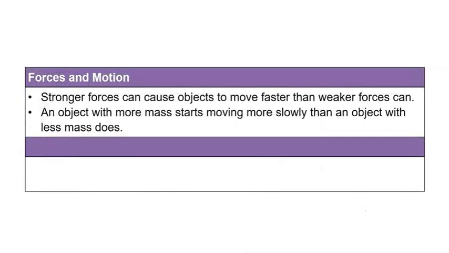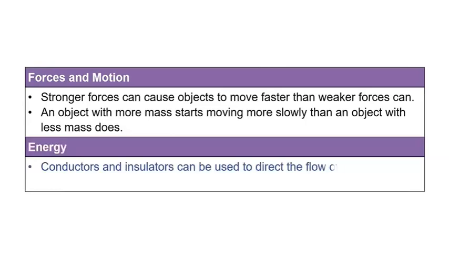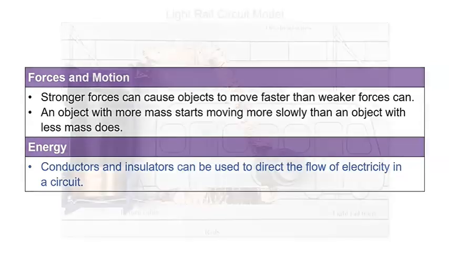Let's add our new learning to our class chart. Let's create another section titled Energy. We can add: conductors and insulators can be used to direct the flow of electricity in a circuit. Great. Your task after this lesson will be to update the class chart.